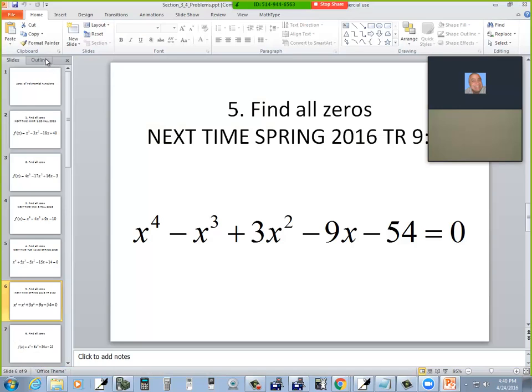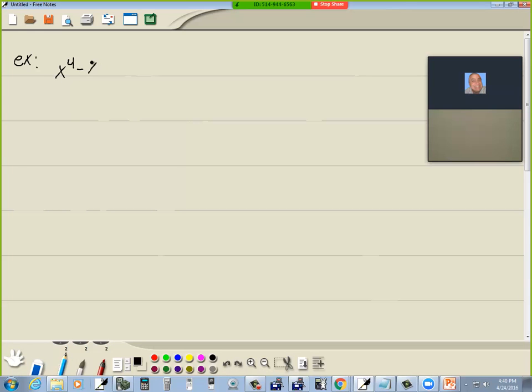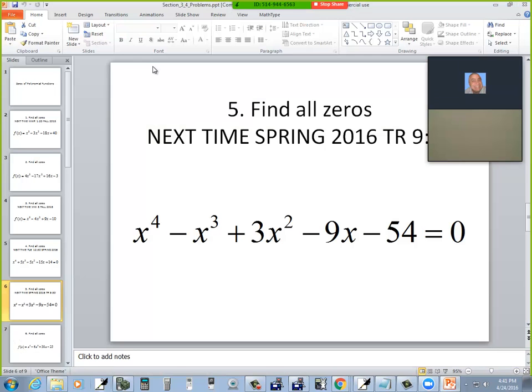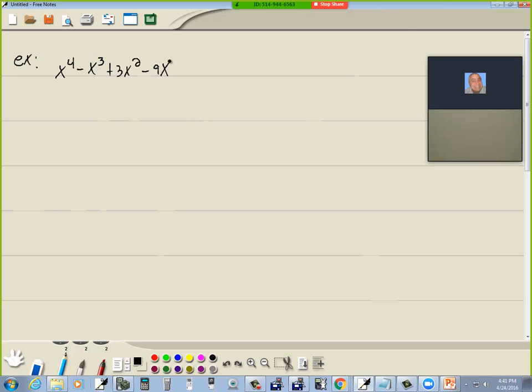Now let's look at this next one. We've got x to the fourth minus x to the third plus 3x squared minus 9x minus 54 equals 0. Let's see what our possible answers are. This will be p here, and this will be q here. Finding the zeros, finding the roots, is the same as setting it equal to 0 and solving it. Our largest power is x to the fourth, which means we're going to have 4 answers.